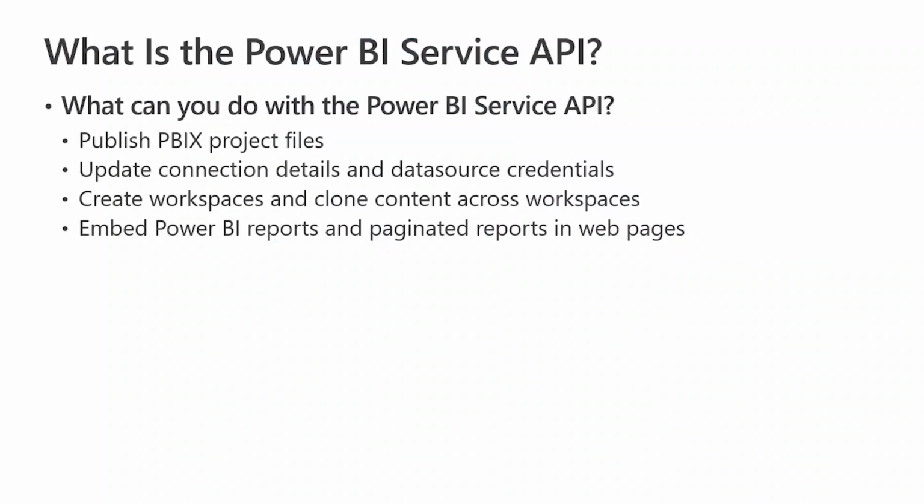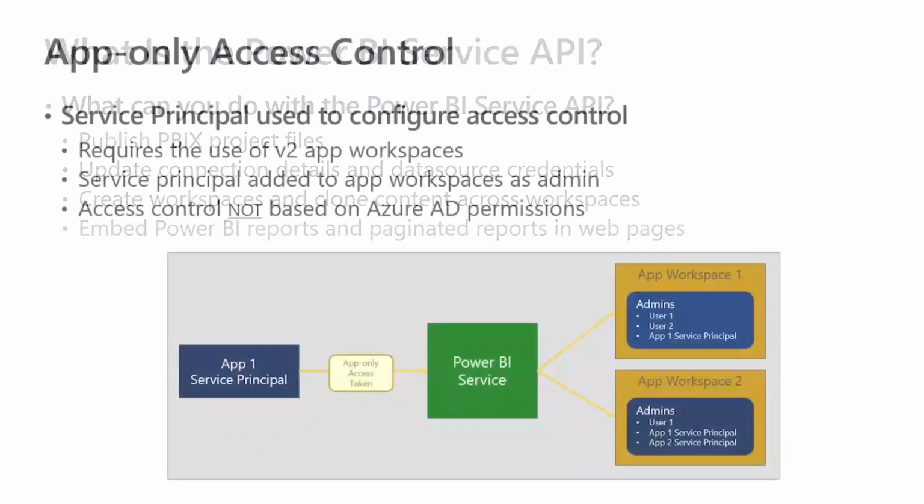I want to take a data set and point it from Azure SQL Server Database 1 to Database 2, or I want to update data source credentials. So there's lots that we can do with it. And certainly the Power BI Service API is important to us because we need embedding information about reports and dashboards. And then it's also what we use to generate embed tokens.